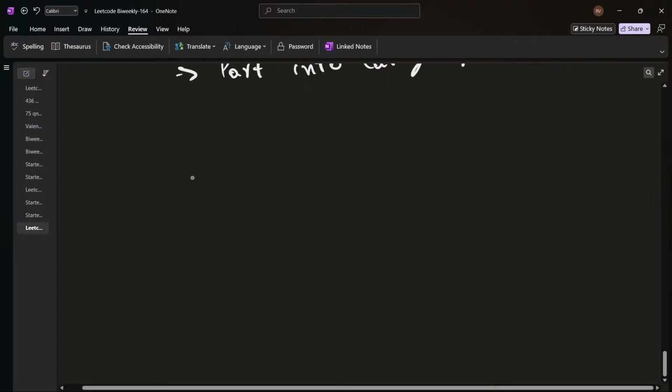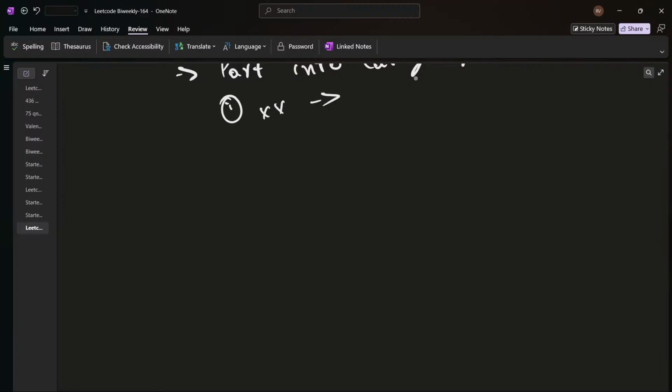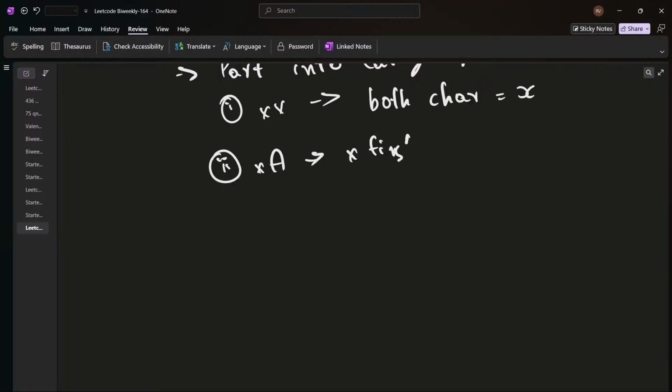We'll partition it. We'll make 3 categories here. First one is XX, both are X. Both card characters equal to X. And second one, XA: X in first position and A next. A is any given number. Second character, basically it's not X. A not equal to X, that's all.